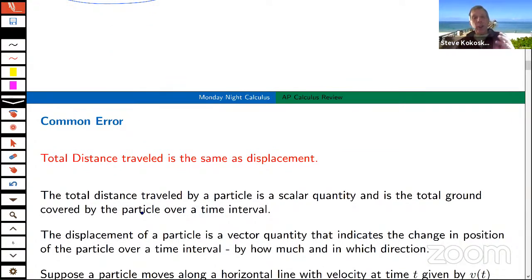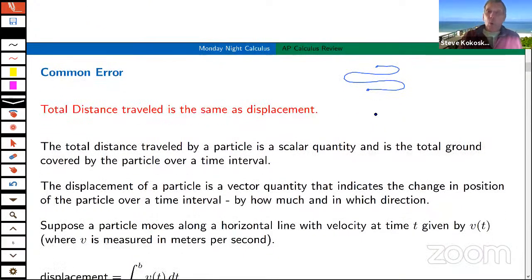So total distance traveled by a particle is really a scalar quantity, at least in my mind, the way that I think about it. It's the total ground covered. I often draw a funny diagram in my class. So total distance traveled is this distance plus this distance plus this one plus this one. All of that distance traveled all along a straight line. But what's displacement? Well, displacement, if I had a number line down here, is the distance from here to here. So total distance traveled is very different from displacement.